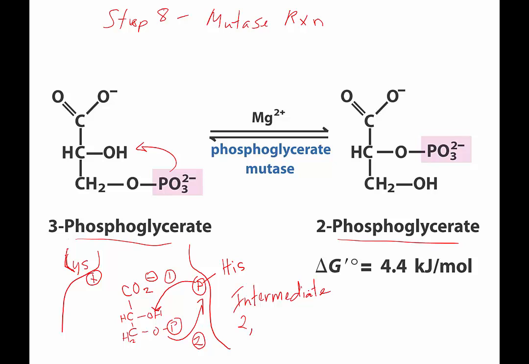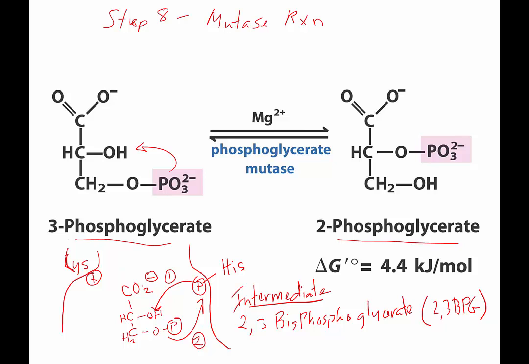The intermediate in this reaction is known as 2,3-bisphosphoglycerate, or 2,3-BPG. It's the same molecule that helps to regulate our hemoglobin. So 2,3-bisphosphoglycerate, remember, it's highly negatively charged with two phosphates, binds to the center of hemoglobin. Well, that's the same thing that is the intermediate in this reaction.